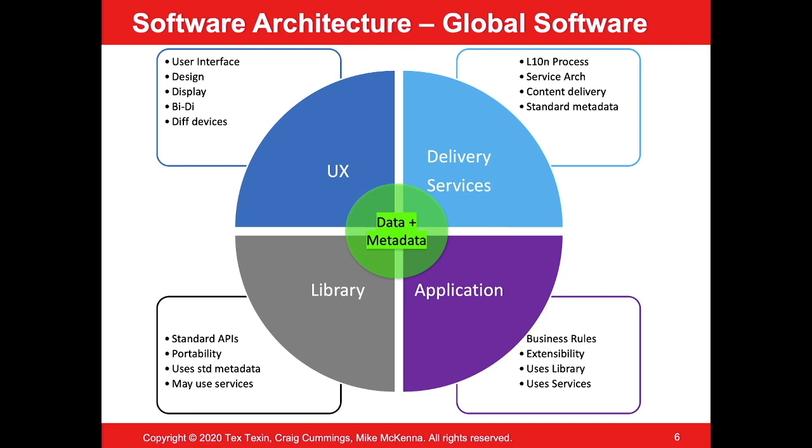So for global software, there are 5 primary areas to deal with: the data, delivery services, application, library, and the user experience. One of the most important areas, we'll go into more detail on that, is the data and the metadata, because to be able to build an application that works anywhere on the planet in any language, it has to be driven by that data.